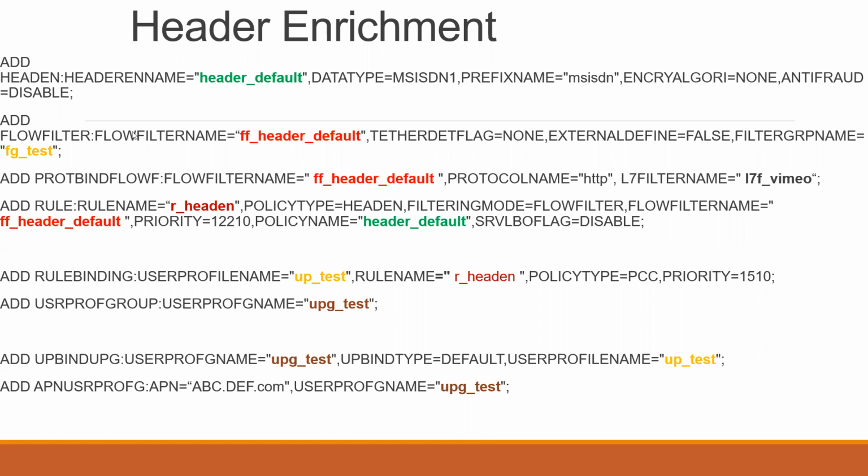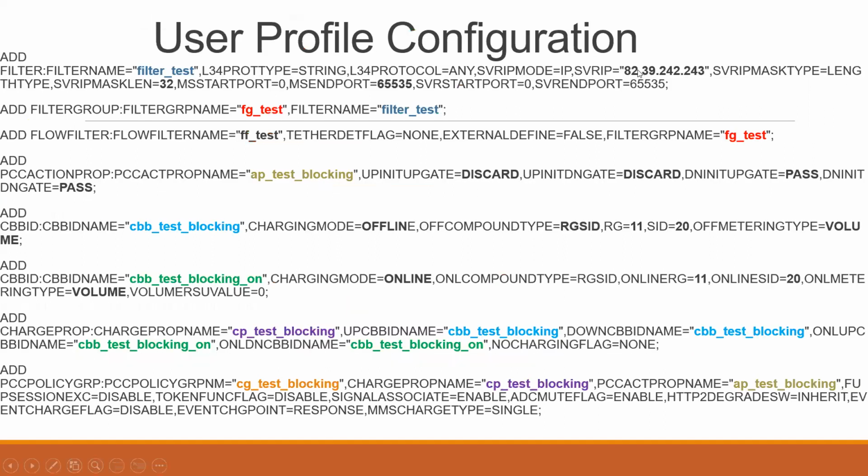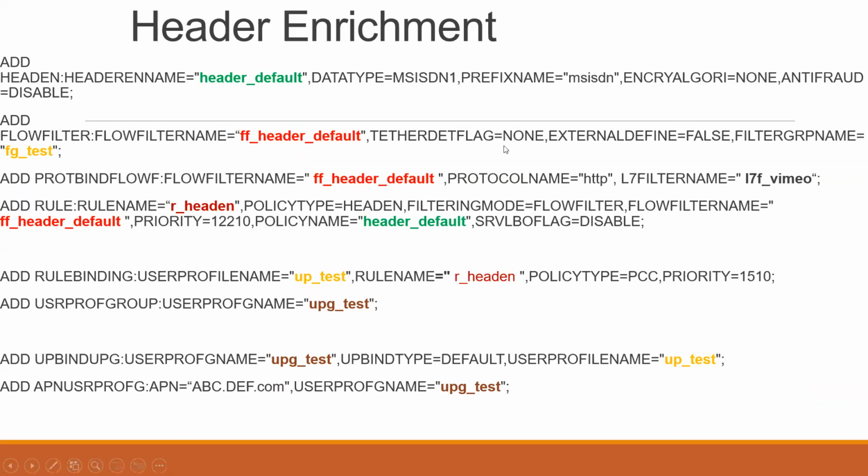Next, you add a flow filter. So we create a new flow filter by the name of header default, and that is basically bound to the filter group name fg_test, which we already created. So what it means is that any request that is going towards this specific IP address that we have mentioned, 82.39, header enrichment is going to be done for the requests which are going towards this server IP.